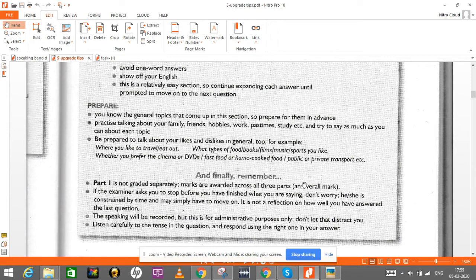And here it says, finally remember, this part one is not graded separately. Marks are awarded across all three parts. So this is one important thing.